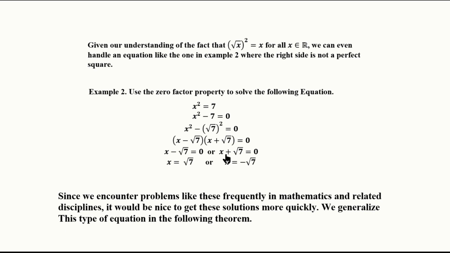Now we set each one equal to 0 by the zero factor property, and we end up with these two solutions: x equals square root of 7 or x equals negative square root of 7. Now, as it turns out, we encounter problems of this type quite often in both mathematics and related branches. So it would be nice if we had a property that enabled us to jump from this to the solution in a much quicker fashion. And that's where the square root property comes in, which we will introduce next.